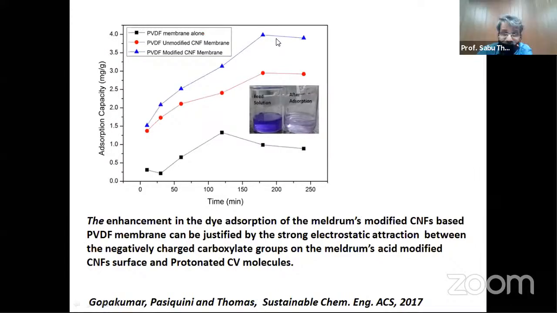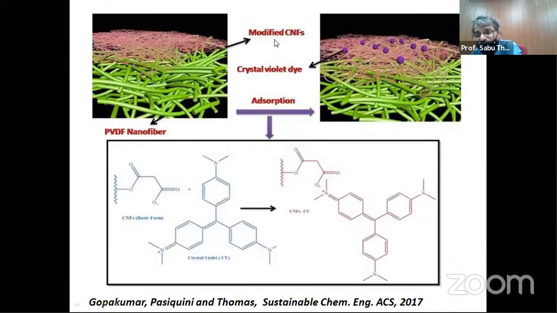You might ask why. Dibu has given a beautiful, beautiful cartoon. So this is a commercial filter, the filter that you get from the market. And then what we did is we modified the filter with nanocellulose. Look at, after filtration, all these dye molecules have been retained on the top. How is this possible? When you do a chemical modification with nanocellulose, this is chemically modified nanocellulose with hydroxyl groups or with COOH groups. You have a negative group.